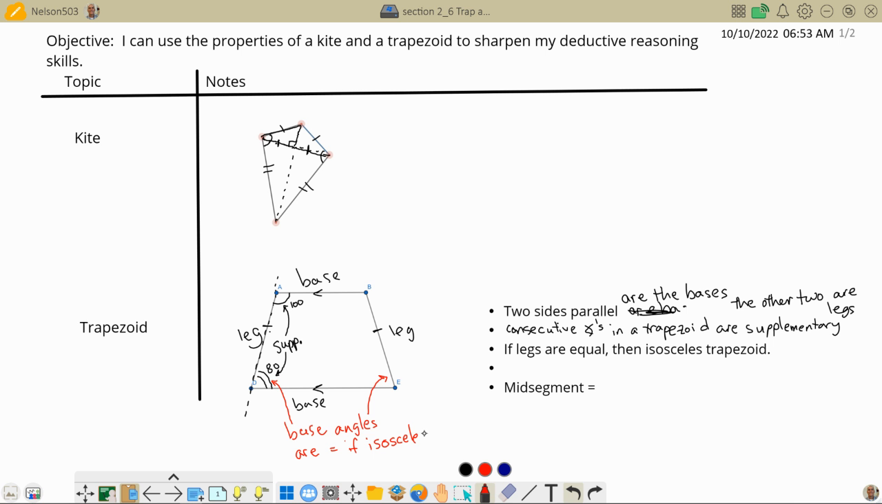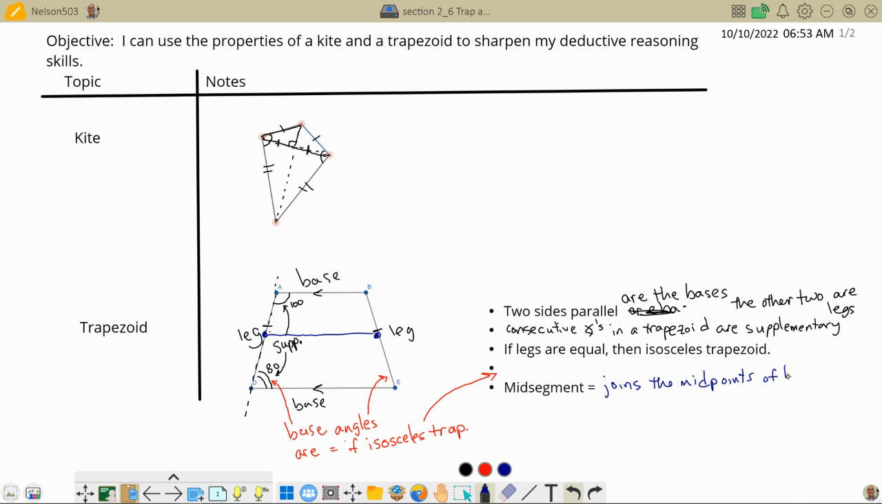Like I said, I feel kind of overwhelmed with the amount of information in this section. So if the legs are equal, then you have an isosceles trapezoid, and the base angles, that's what I was thinking you put right here in that bullet. Now, the mid segment is joining the midpoints of the legs. So that's the mid segment, it joins the midpoints of the legs.